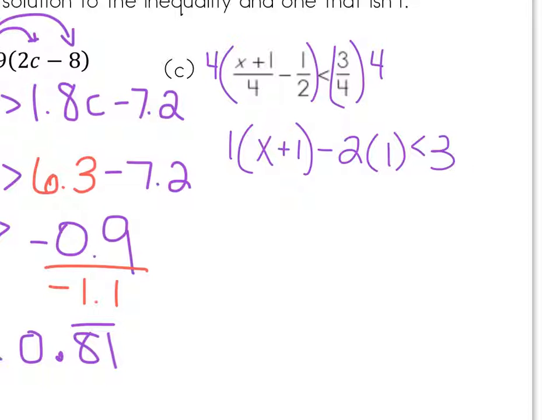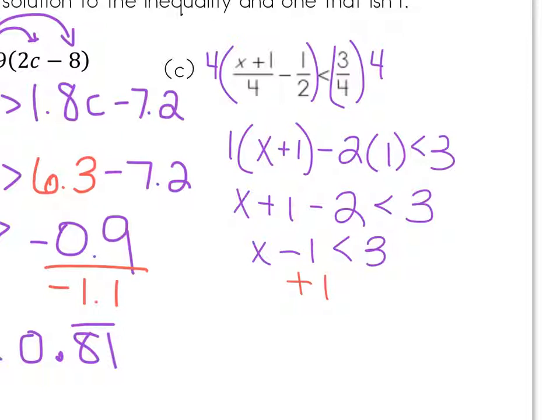And now I can keep simplifying. So some of you might say, well, 1 times x plus 1 is just itself. You're right. And then 2 times 1 is 2, should be less than 3. And let's group our like terms together. So I have x, I have plus 1 and minus 2, so that would become minus 1. Remember to use your calculator if you're unsure of your integers at this point in the game. And we haven't done inverse operations, so let's add 1 to both sides to get x is less than 4 as our final answer.